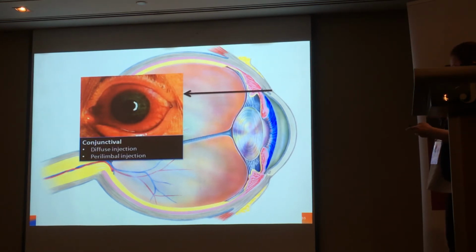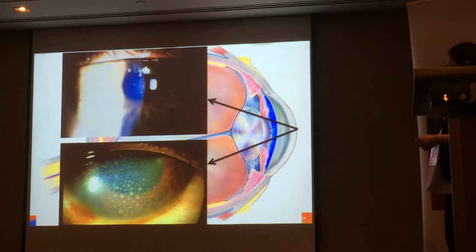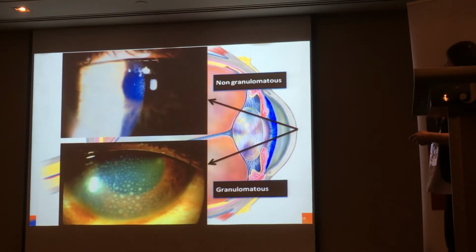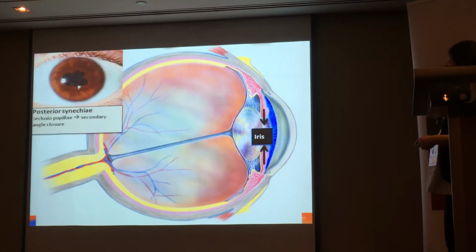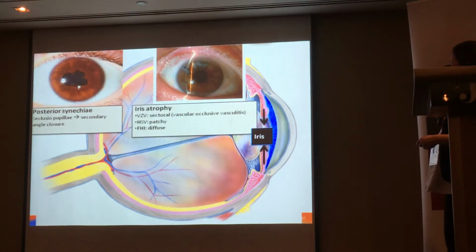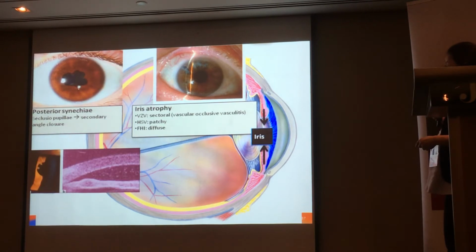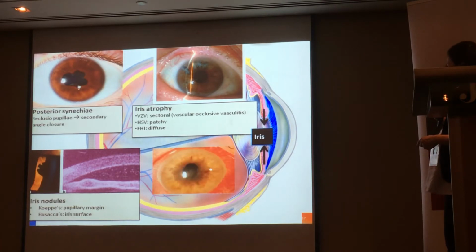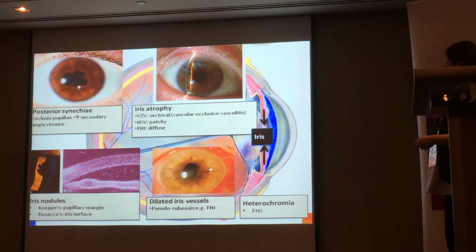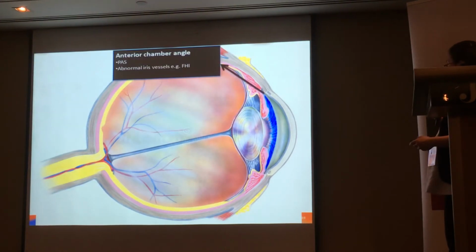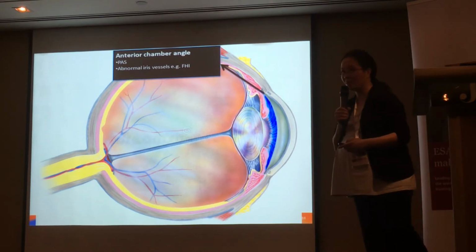Conjunctival injection, as you all know by now, and keratic precipitates. These are more obvious mutton fat KPs. Then non-granulomatous and granulomatous. Then the posterior synechiae, iris atrophy and the type of iris atrophy, nodules, Koeppe and Busacca nodules, and dilated iris vessels that you would sometimes see in certain uveitis. And of course, the anterior chamber angle: you have to look at whether there's evidence of PAS. Why is it important?